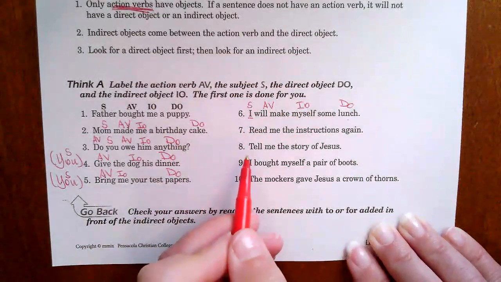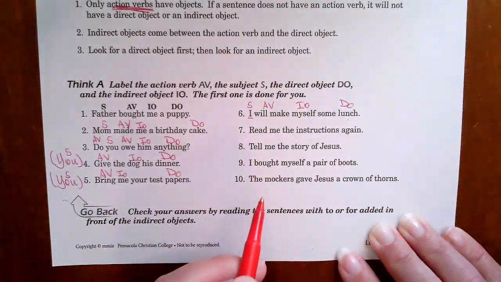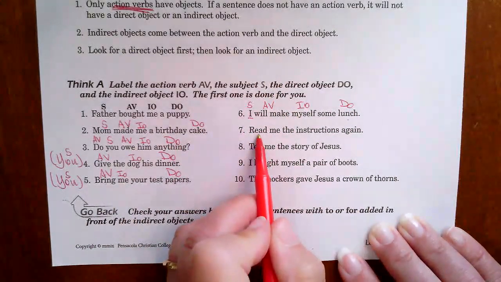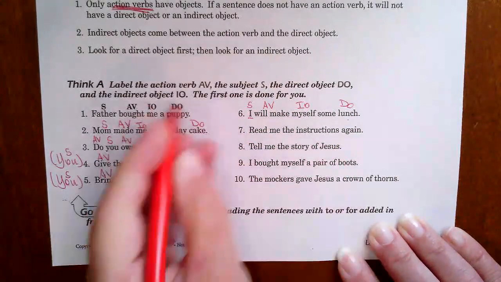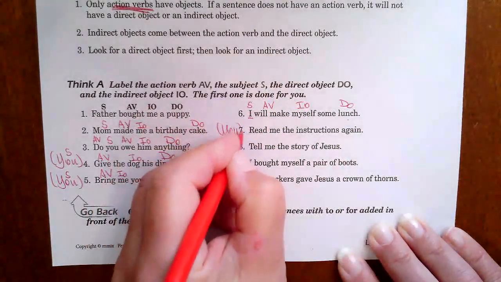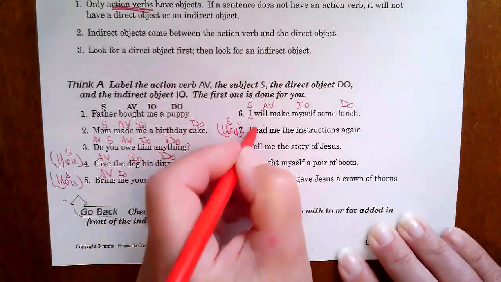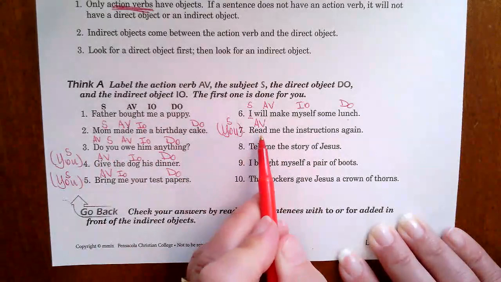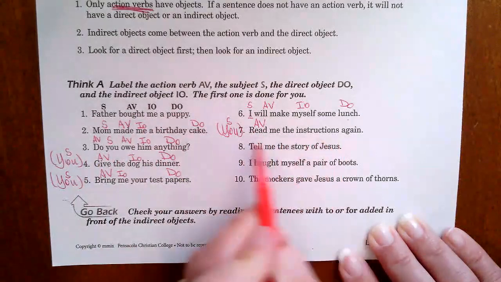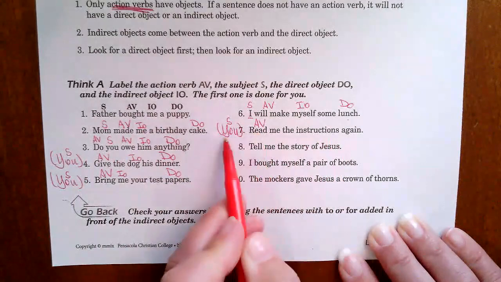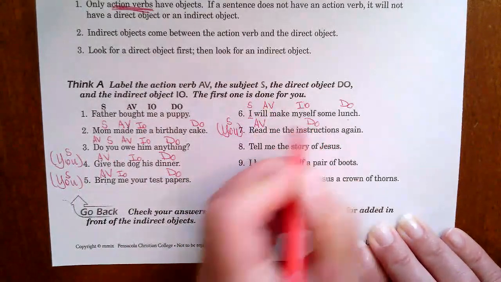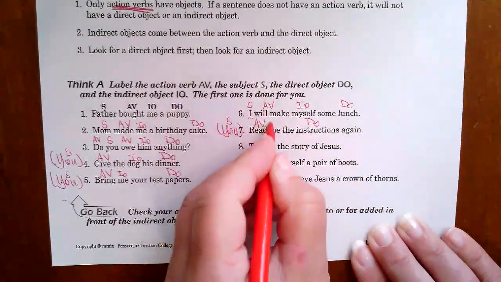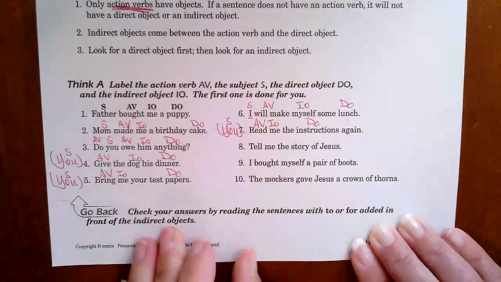All right. Number 7, read me the instructions again. Okay, let's see. We're starting with a verb. We're being told to do something. Our subject is understood you. Okay. My action verb is read. So you read. Let's look for prepositions. We don't have any. You read what? Well, you read the instructions. You read instructions to whom? To me. Indirect object. Okay.